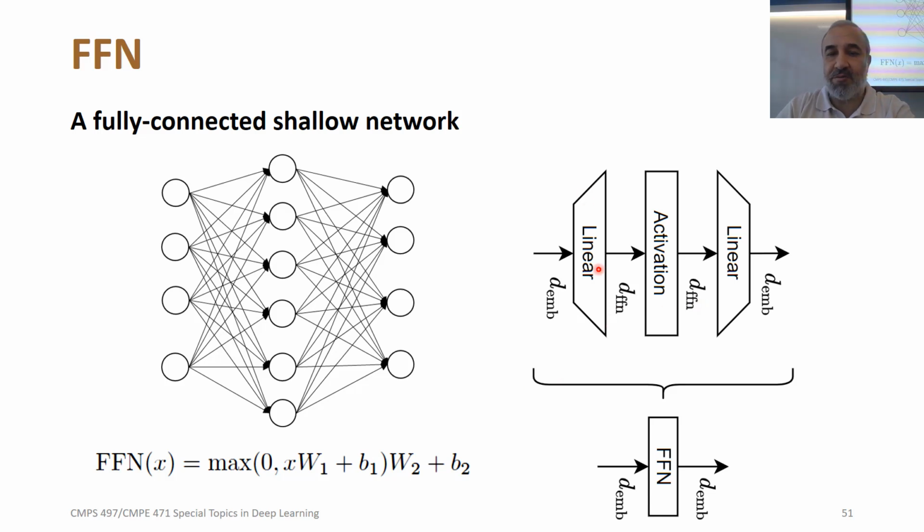We have a linear transformation, which is this, followed by an activation, the ReLU, and then another linear transformation, which is for the second part of the network. Okay?